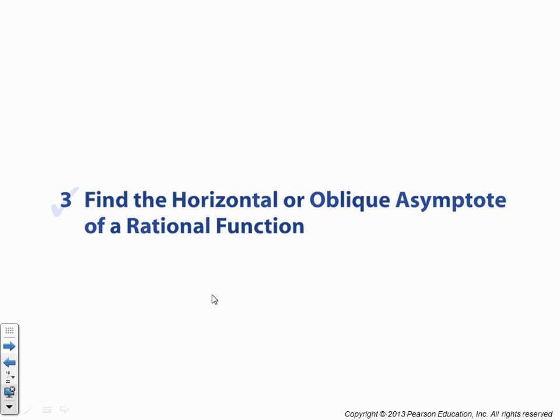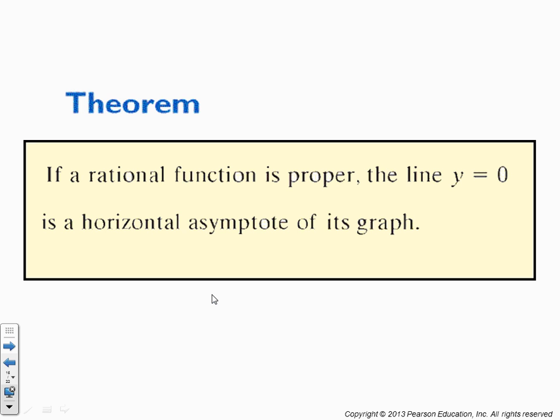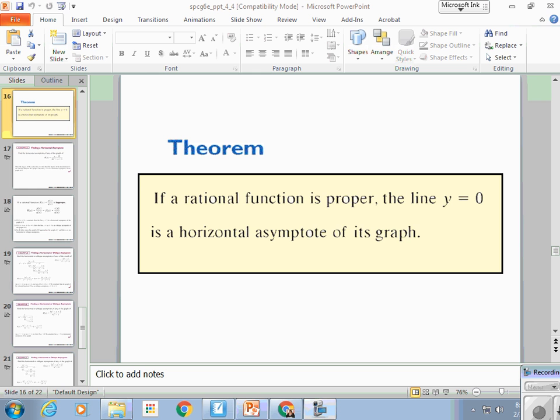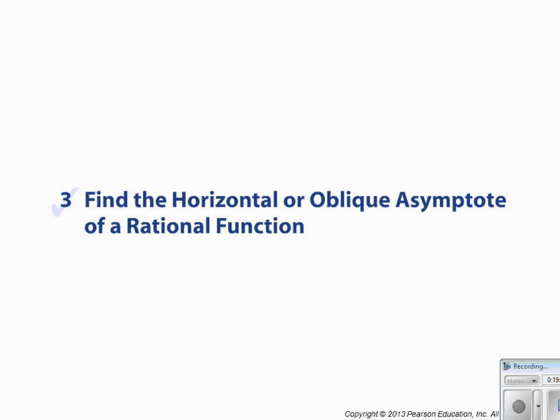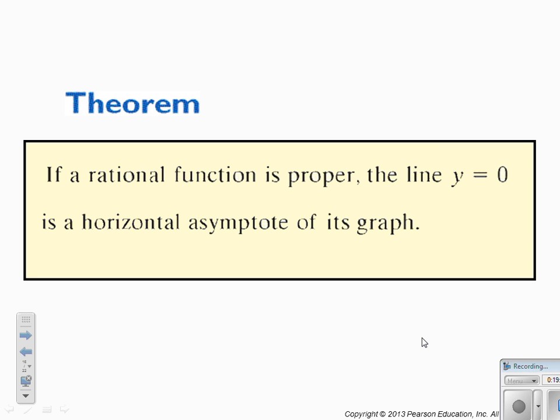All right, so now we're going to horizontal or oblique asymptotes of a rational function. We're going to find these guys. If a rational function is proper, so you guys can circle proper because it's one of our vocab, the line y equals 0 is a horizontal asymptote of its graph. A rational function is proper. The line y equals 0 is a horizontal asymptote of its graph.